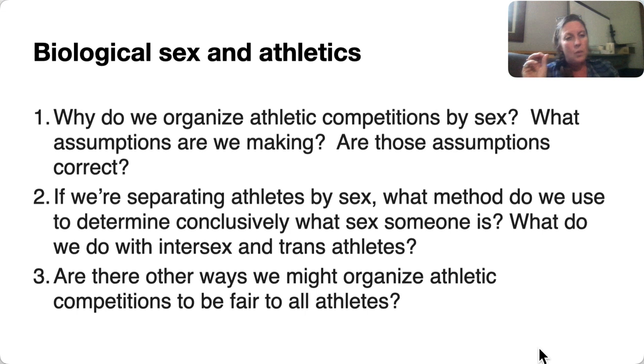Finally, are there other ways we might organize athletic competitions to be fair to all athletes? Could we maybe base it on our strength, or how much oxygen our lungs can hold, or how much we weigh instead of what our genitals look like?